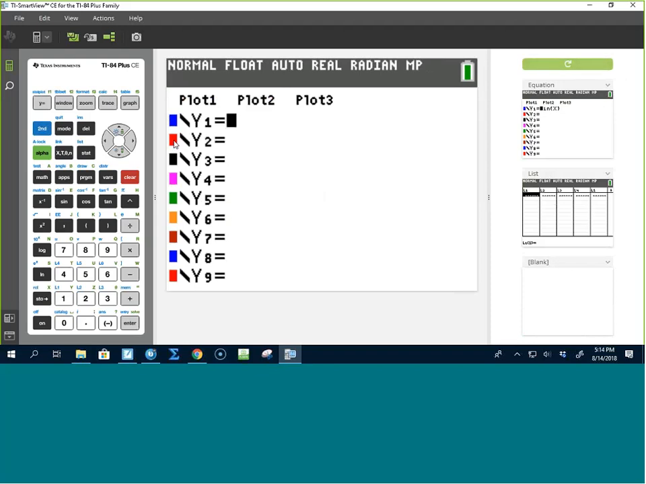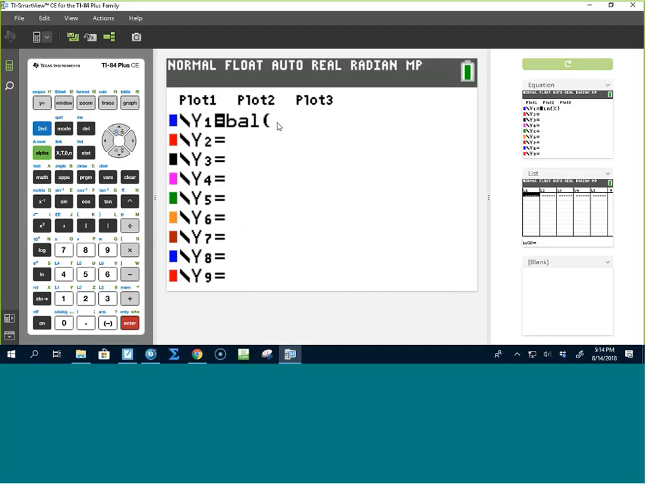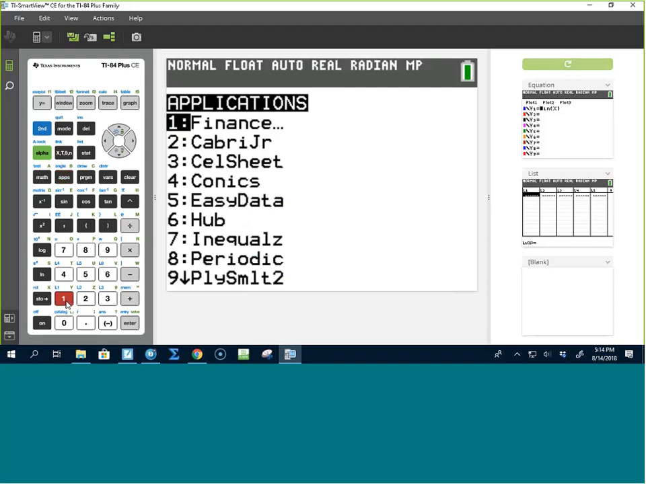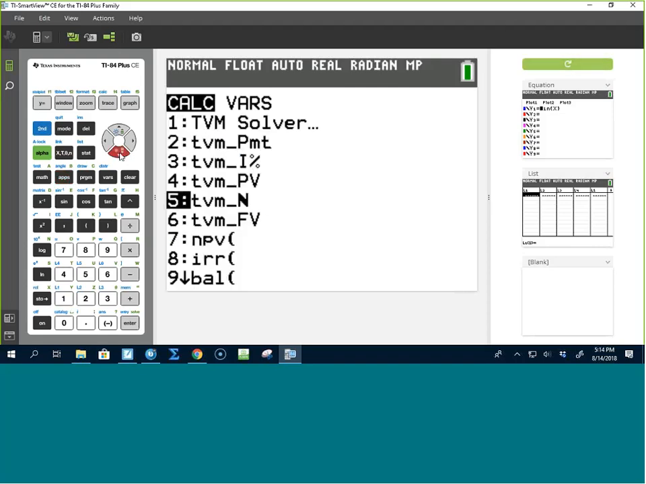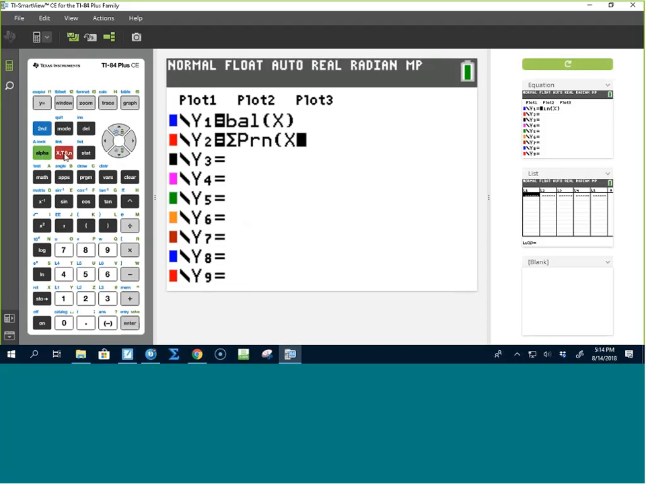So in Y1, I'm going to hit the app again and go to Finance. I'm going to create a list of the balance, which is number 9. So I can go down to 9 right here, and I'm going to find the balance at certain payments, and we're going to call those payments X because it's going to vary. In Y2, I'm going to look at the principal. So again, I'm going to go back into the Finance app, and we have a command here where we can sum the principal as well. And so we're going to sum the principal payments, and this is going to be x comma x. I'm going to close up those parentheses.